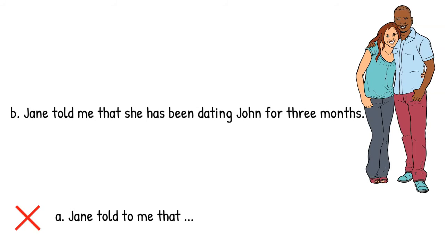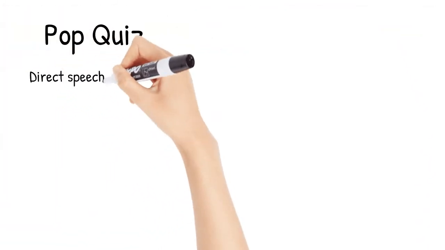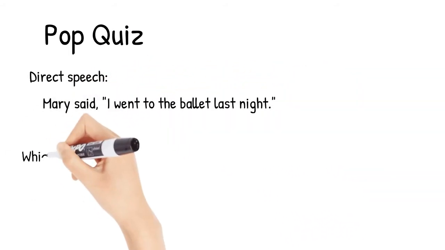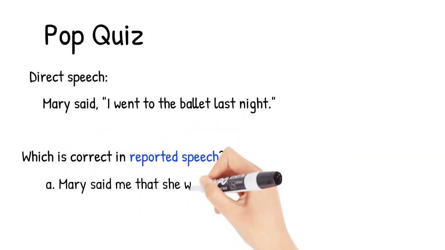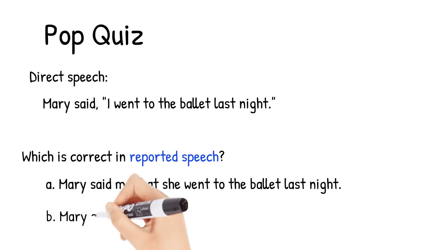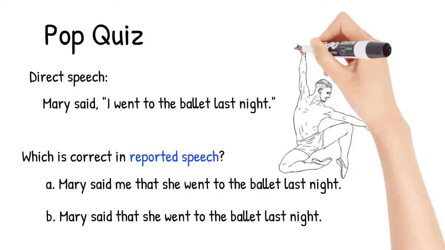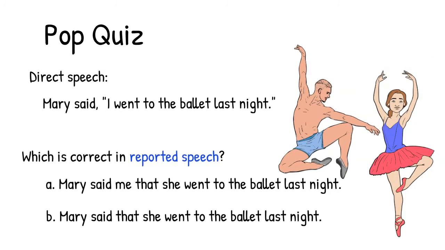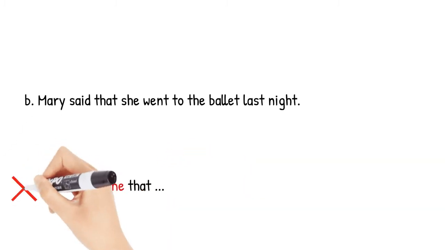Here's another question. Direct speech: Mary said, "I went to the ballet last night." Which is correct in reported speech? A, Mary said me that she went to the ballet last night, or B, Mary said that she went to the ballet last night. The answer is B. Mary said that she went to the ballet last night, not Mary said me. Good job.